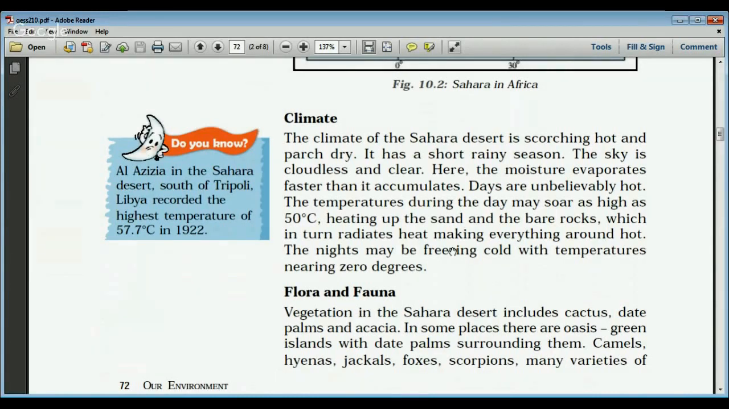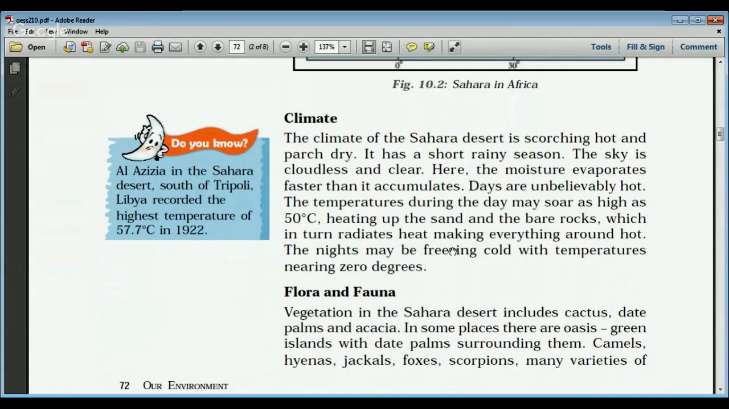The temperature during the day may go as high as 50 degrees Celsius, and that results in the heating of the sand and the bare rocks, which in turn radiate heat, and this makes the regions nearby very hot. But the nights may be freezing cold with temperatures nearing 0 degrees. So the temperature range in the Sahara is very high, and it's one of the highest. The days are very hot and the nights are very cold.